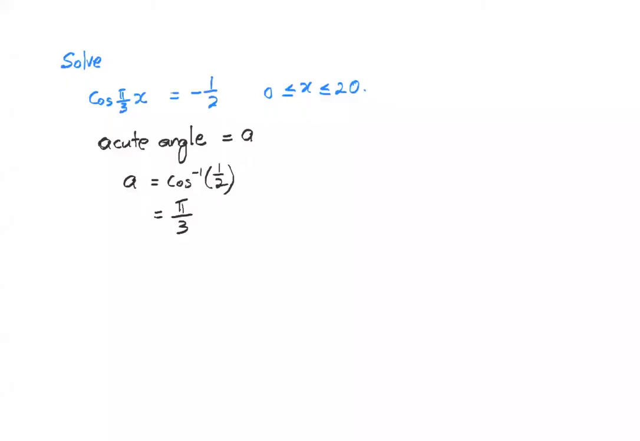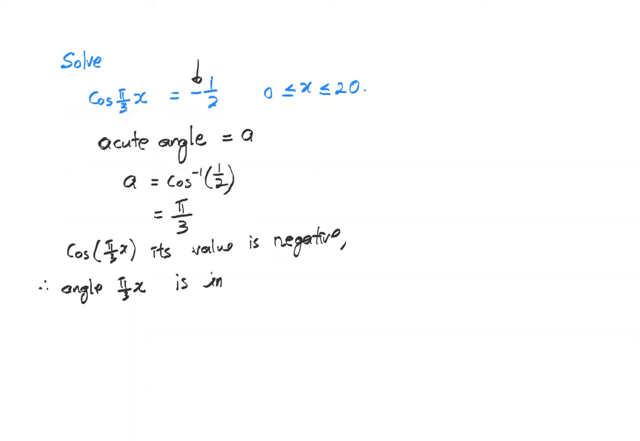So after that, I have to ask myself this question. Cos of this angle pi by 3x, its value is negative here. All right. Therefore, angle pi by 3x is in which quadrant? Second and third.